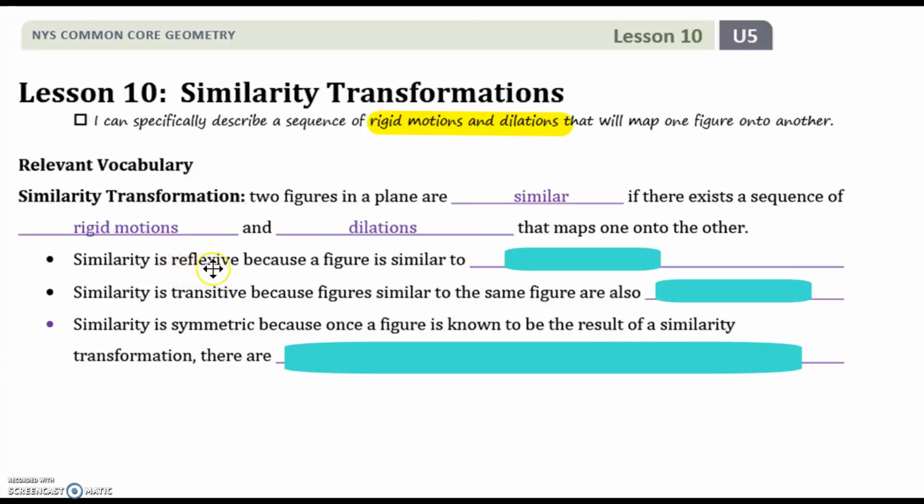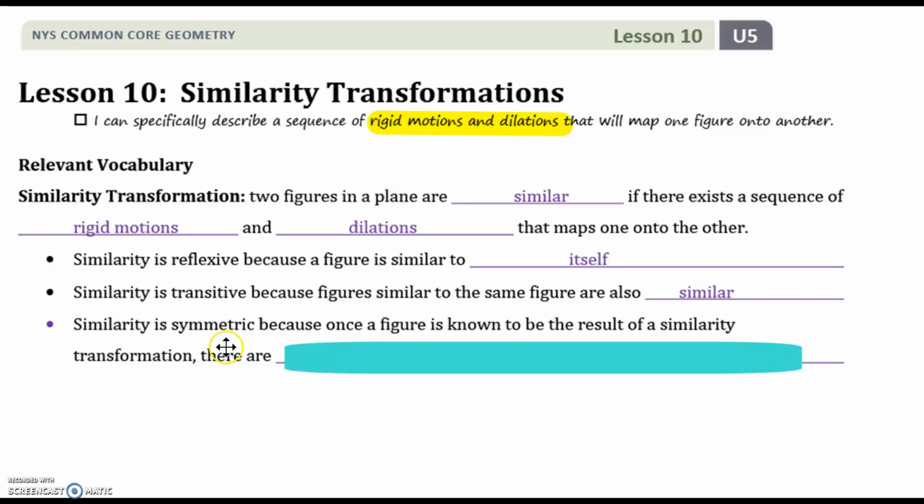Similarity is reflexive because an object will be similar to itself. Reflexive always has to do with something and itself. So every triangle or other shape is similar to itself. Similarity is transitive, which is a lot like substitution, because if you have two figures that are similar to the same figure, then they are also similar to each other. And that's sort of like substitution. But because we're not talking about things being equal, we use the word transitive.